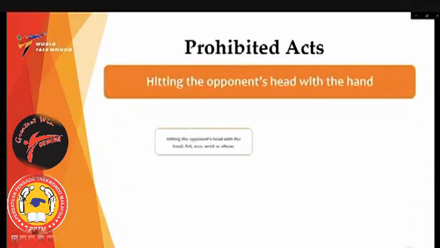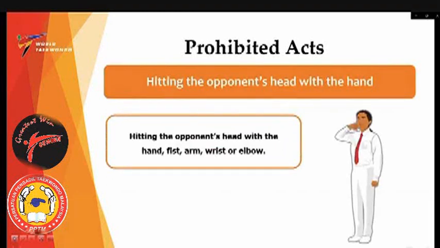Hitting the opponent's head with the hand. Hitting the opponent's head with the hand, fist, arm, wrist, or elbow. Any contact with the arm to the opponent's head is a gamjan.